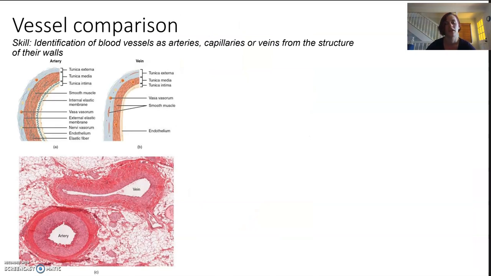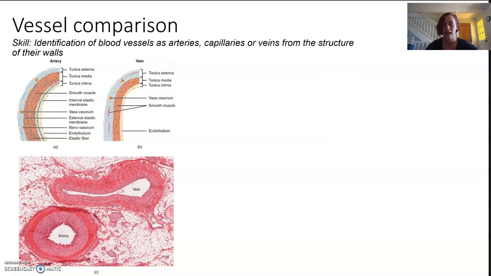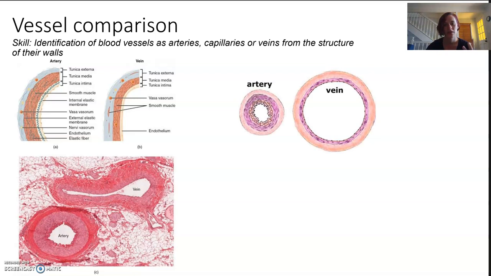Now, if we have a look, the function of our 3 different types of blood vessels is to service the heart and the tissues, but the veins are running away from the heart. Sorry, the veins are running to the heart and the arteries are running away from the heart. Their structure is very similar in terms of the layers, but the veins have very thin walls and the arteries have very thick walls because they have more of that elastin fiber and muscles.